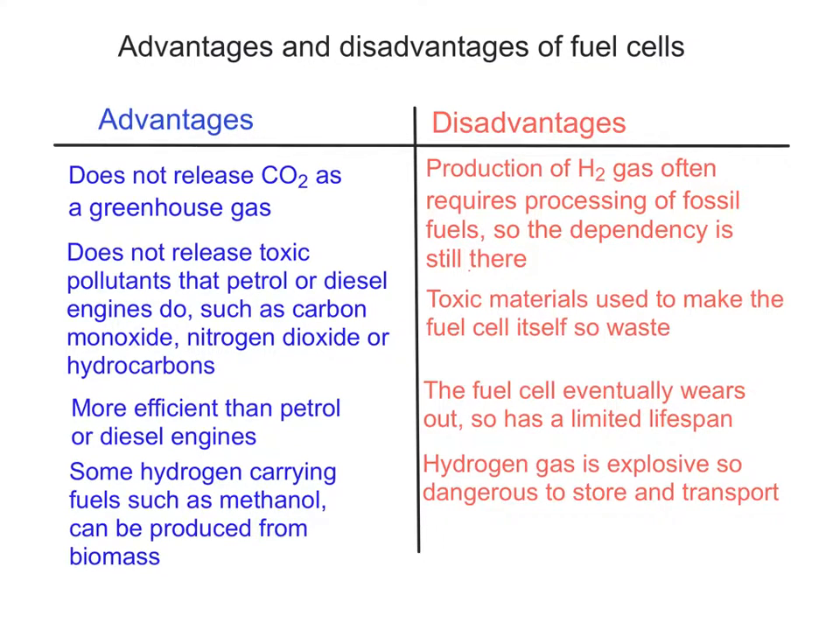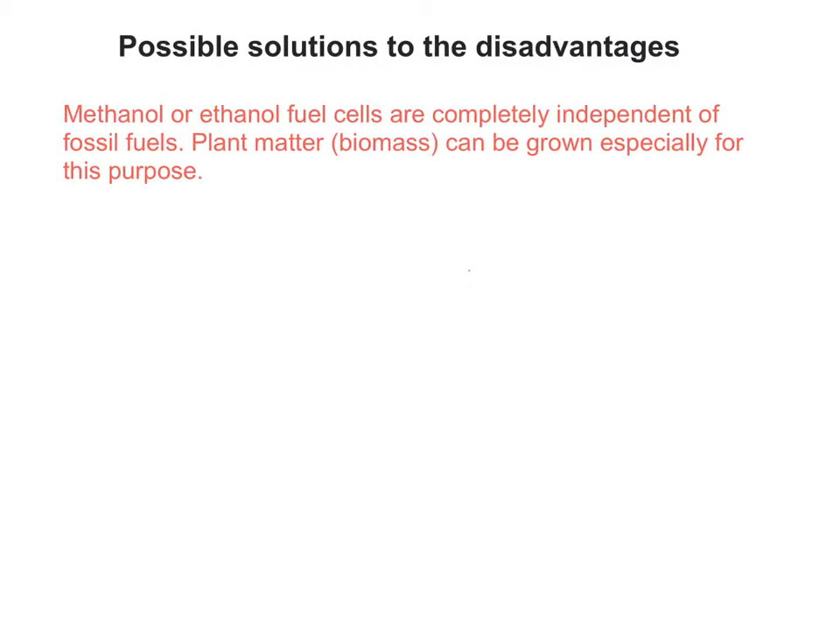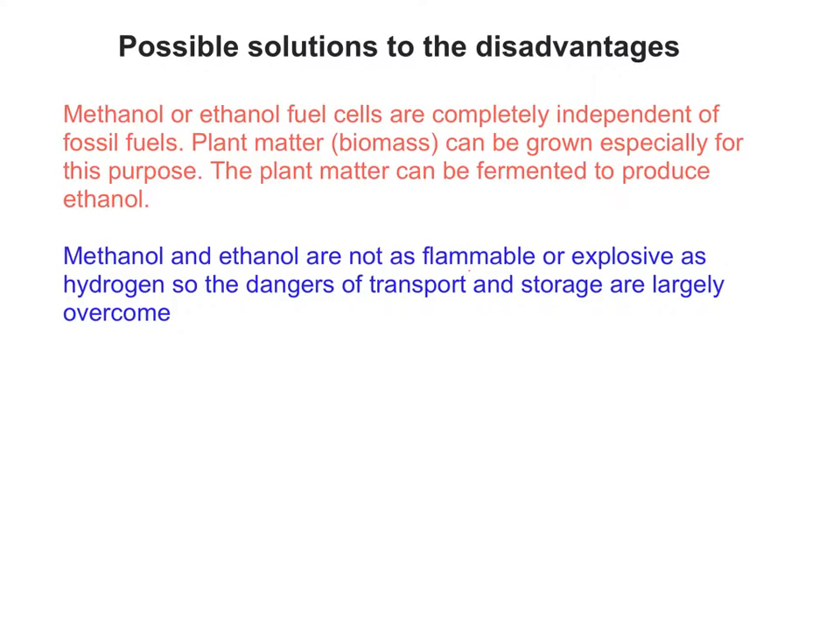So obviously we have to start thinking about solutions to some of these disadvantages, because we want to try and have the advantages without the disadvantages if possible. So a lot of research is going into methanol or ethanol fuel cells as opposed to hydrogen-based fuel cells. These are completely independent of fossil fuels because plant matter can be grown specially for this purpose, because this plant matter can then be fermented to produce ethanol. Secondly, methanol and ethanol are not as flammable or explosive as hydrogen, so dangers involved in transport and storage are largely overcome.